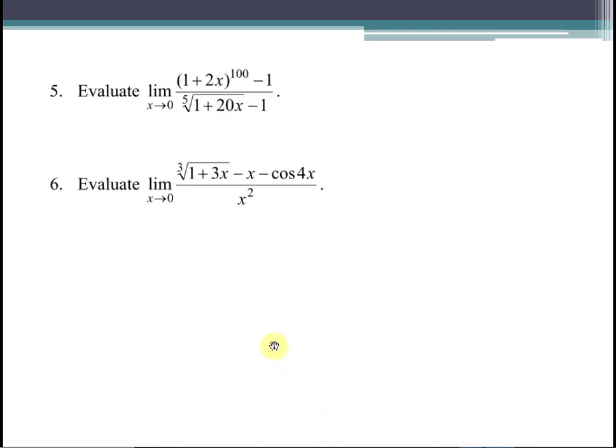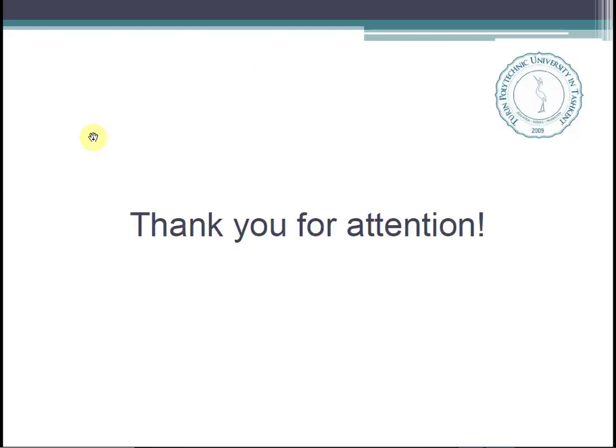Okay, number 5 and number 6, try to do by yourself. I think the examples were clear today. We will continue next time with the topic limit of functions, and especially we will consider Landau symbols. And that was the last example for today. Thank you for your attention.